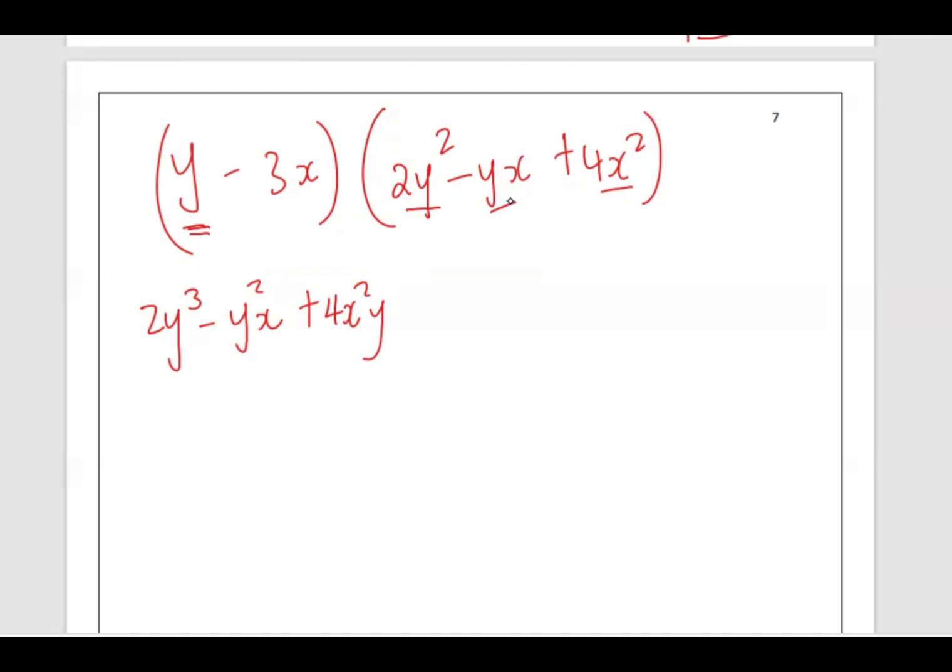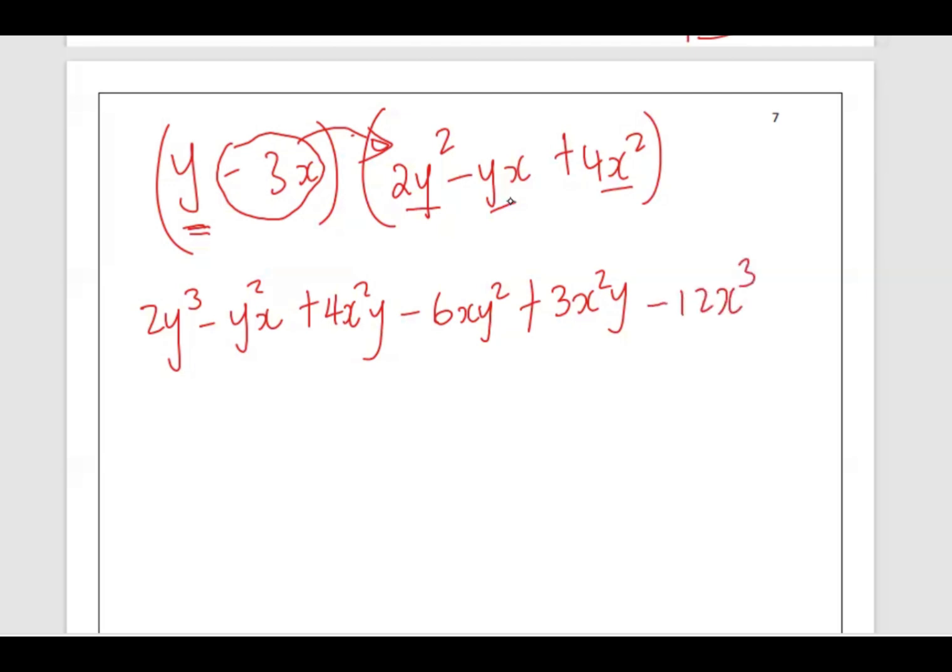All right, then let's look at the negative 3x. We introduce it to these brackets. Okay. So negative 3x multiplied by that, we're going to have negative 6xy squared. Negative 3x and the negative, that's going to be a positive, so 3x squared y. And then negative 3x multiplied by positive 4x squared, that's going to be negative 12x cubed.